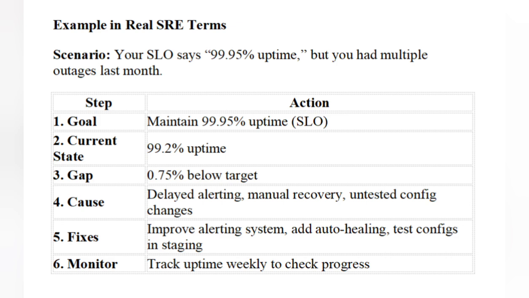So a gap of 0.75% below the target. Now the cause could be delayed alerting, manual recovery, untested config changes. Now let's discuss the fixes. Improve the alerting system, add auto healing, test configs in staging. Now come to monitoring. For the monitor step, the action could be to track uptime weekly to check the progress. So this was a real example in SRE terms for you to understand better.